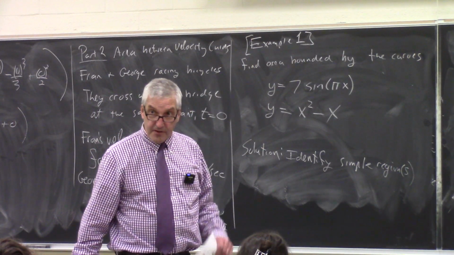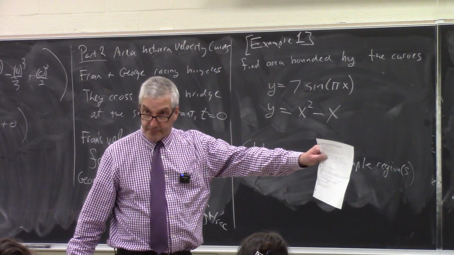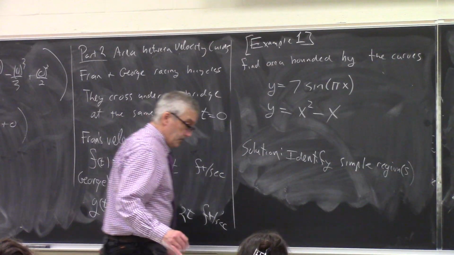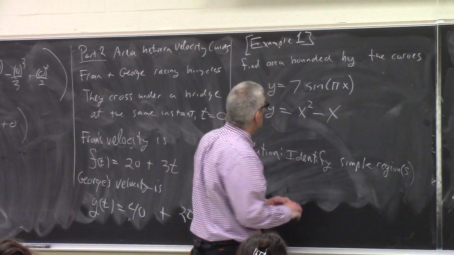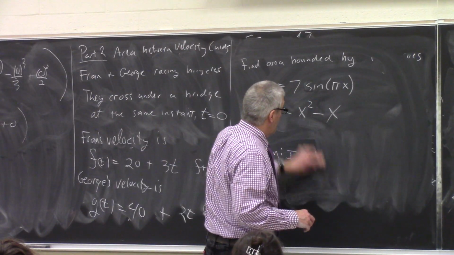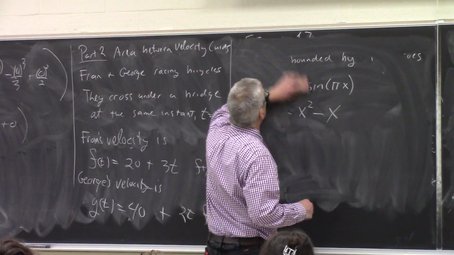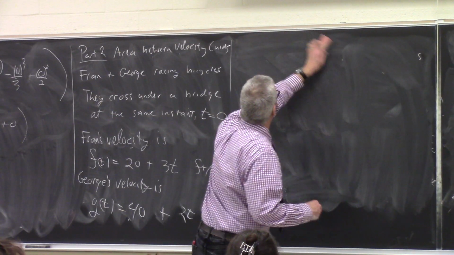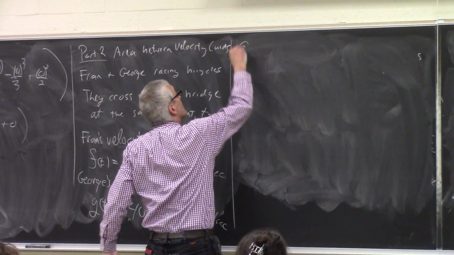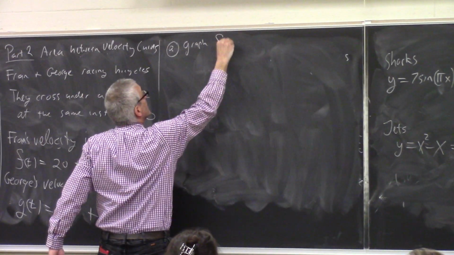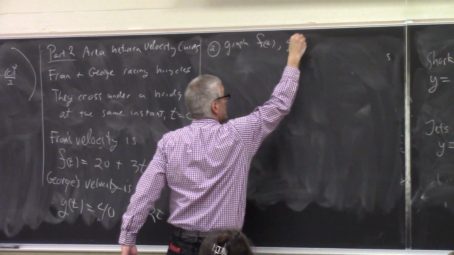So George is going faster, so clearly George is going to be ahead of Fran from that instant. I mean, at that instant, he's not ahead of her, but he's going faster. So A, graph f of t and g of t.